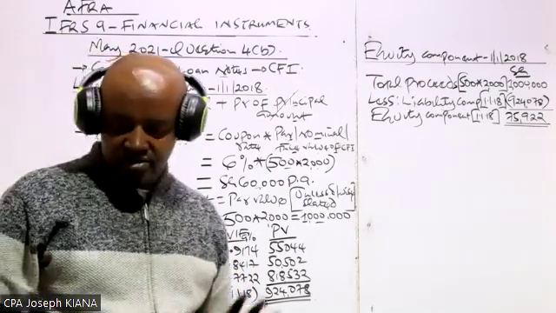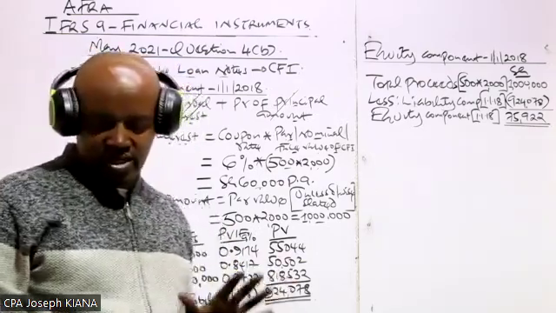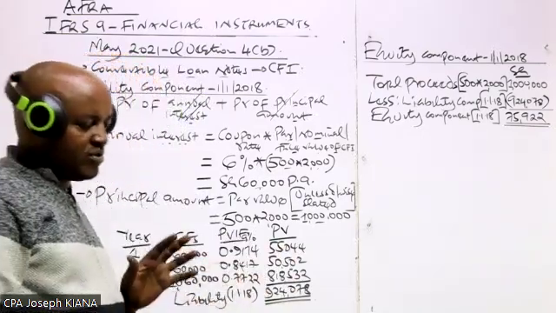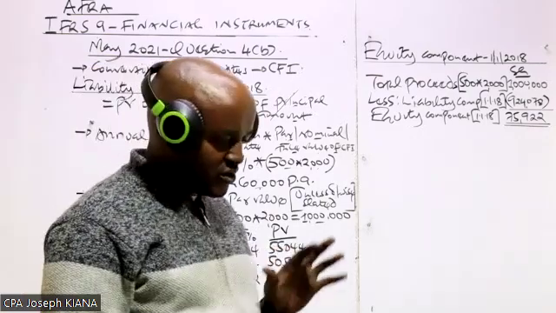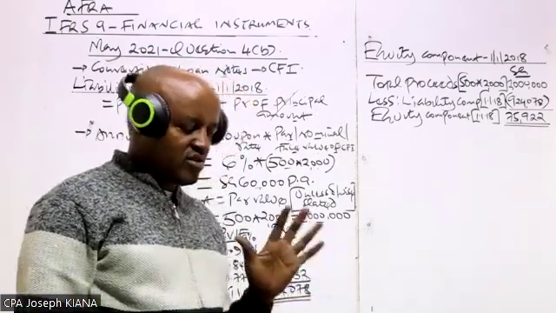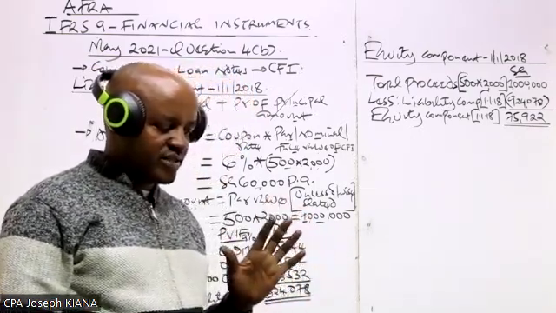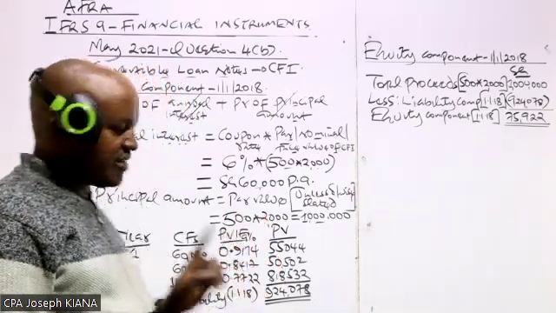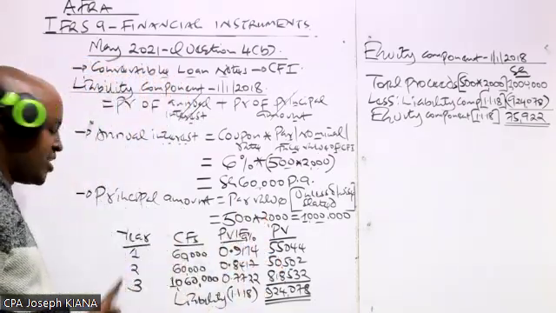So basically, we have not yet answered our question, because if you check on what the examiner was requiring, what was the candidate required to do? To prepare an extract of the financial statements for these 3 years, 2018, 2019, and 2020.